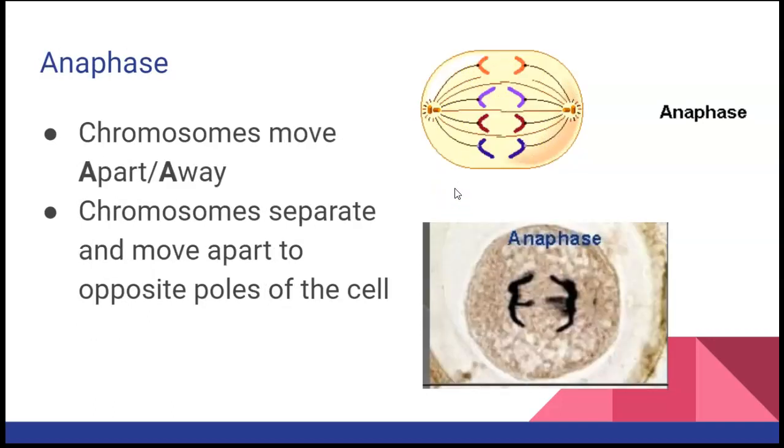In our next phase, we have anaphase, where chromosomes move apart or away, whichever one is easier for you to remember. Now, our spindle fibers that were shot out are still connected to the chromosomes, but now they're starting to retract back into the centrioles. So what's happening here is that those chromosomes are being ripped apart from each other, and they're moving into opposite sides of the cell, right? So they're being pulled away from each other. This is so that we have one copy of each chromosome in each side of the cell, right? Because we want two genetically identical cells at the end. This is how we get that.